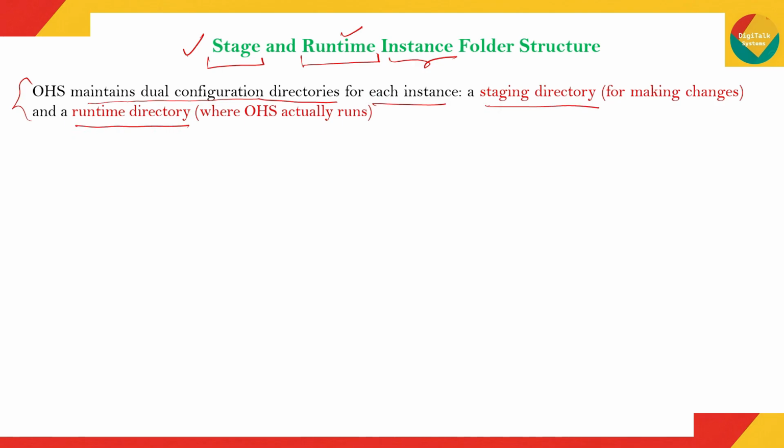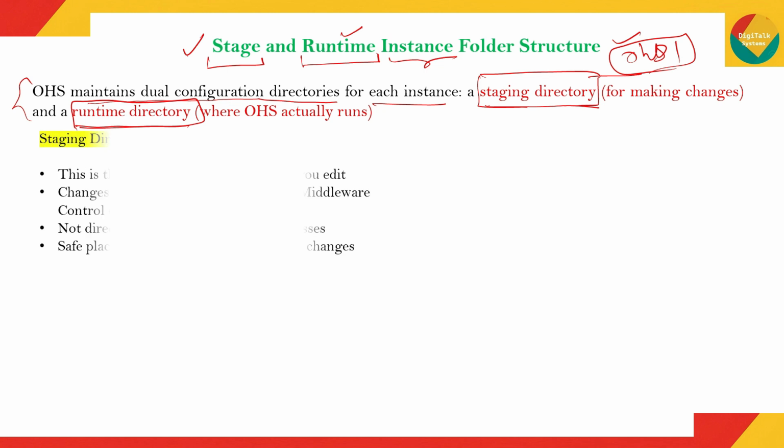For example, when you create the domain and when you are creating the instance and you have given the name OHS1 during the domain creation, two different directories will be created for this particular instance, the staging directory and the runtime directory. Okay, now what is the difference between them? What is the purpose of each one?